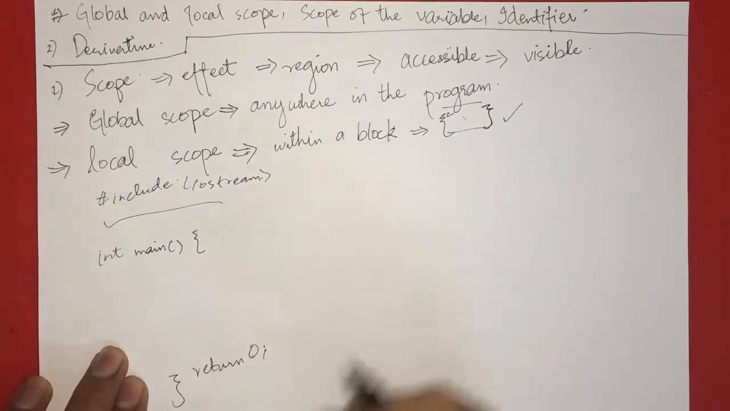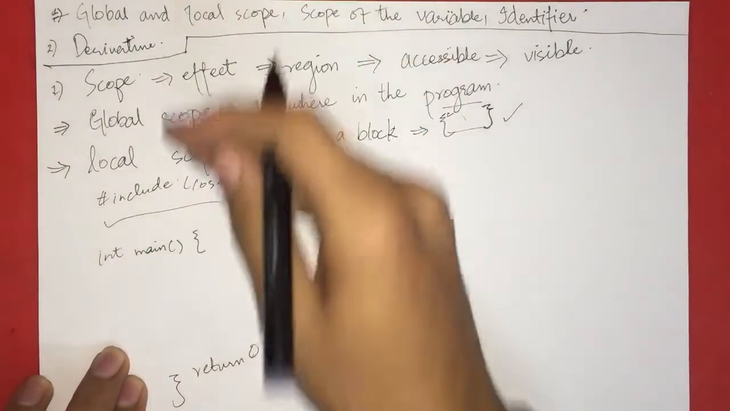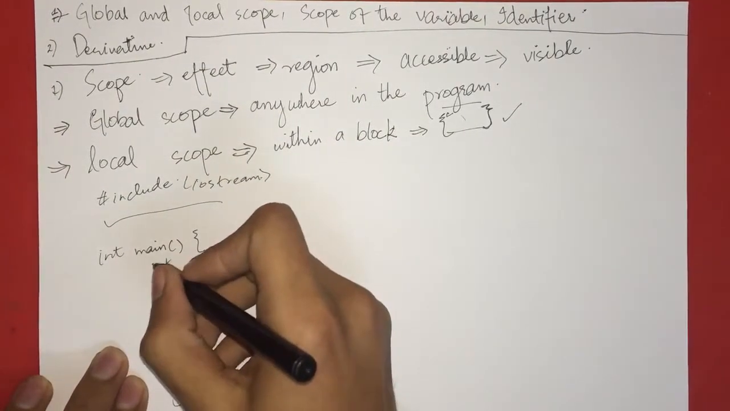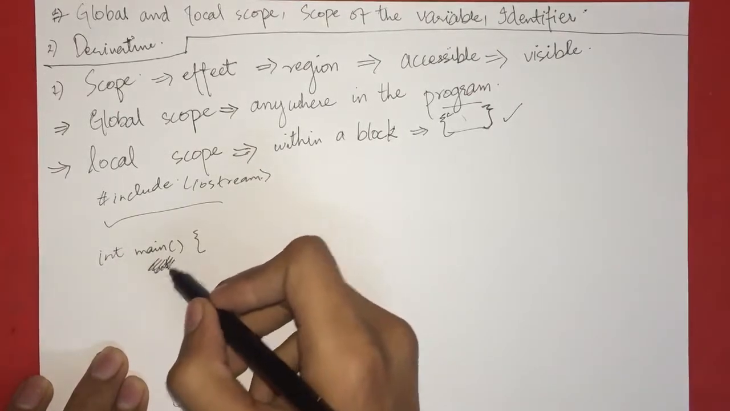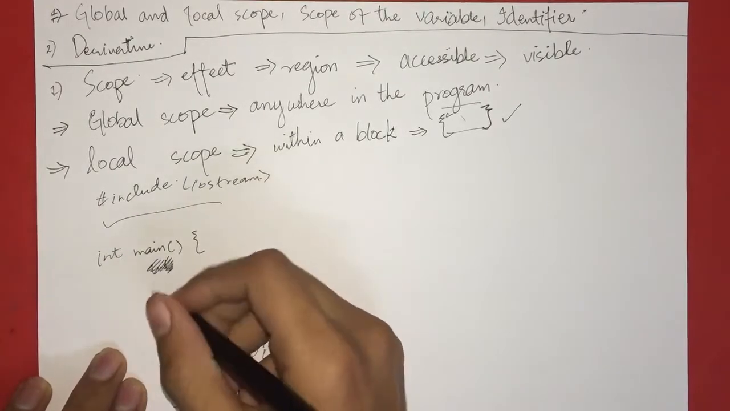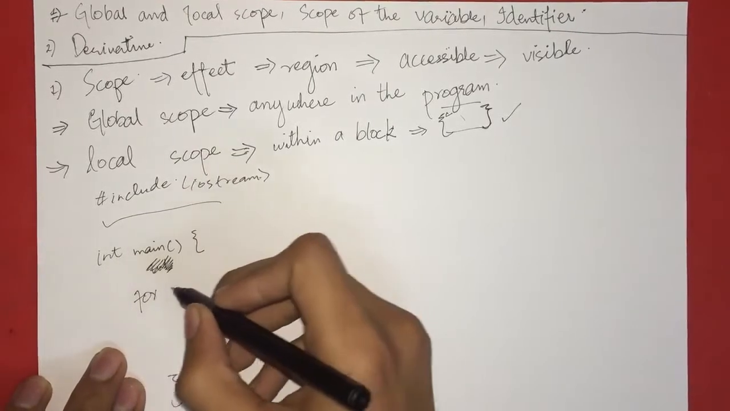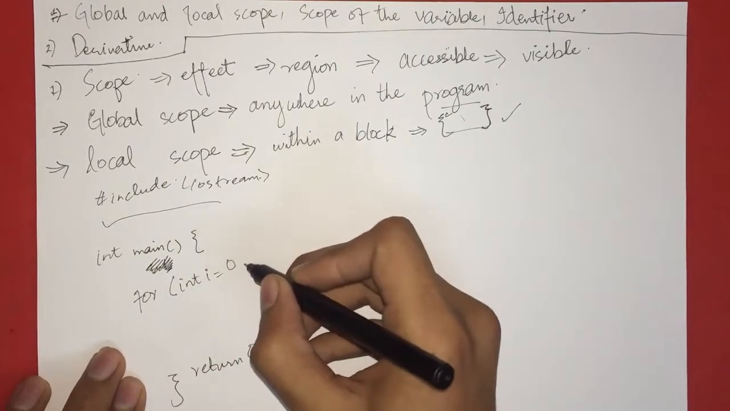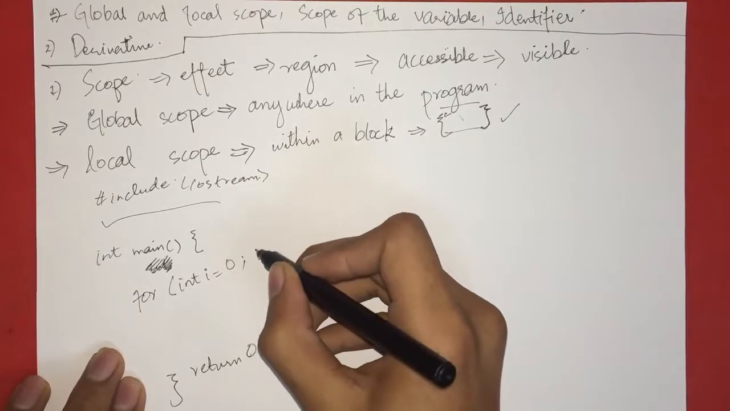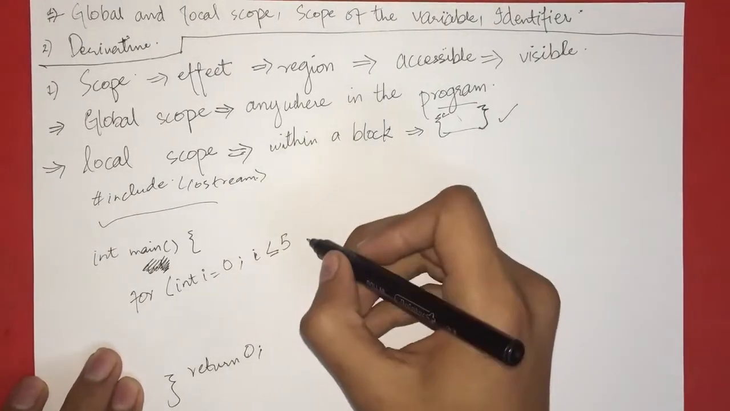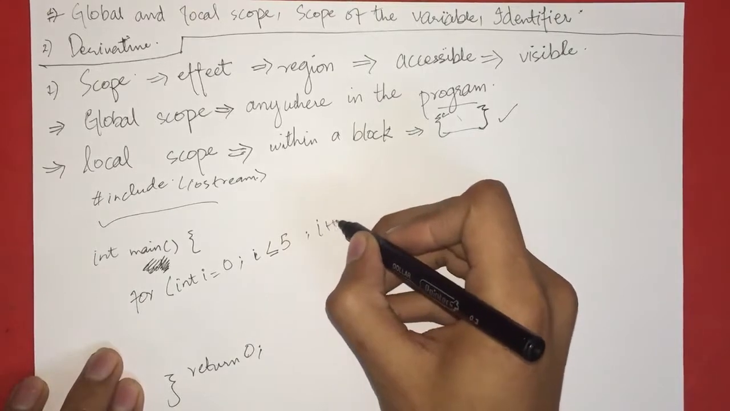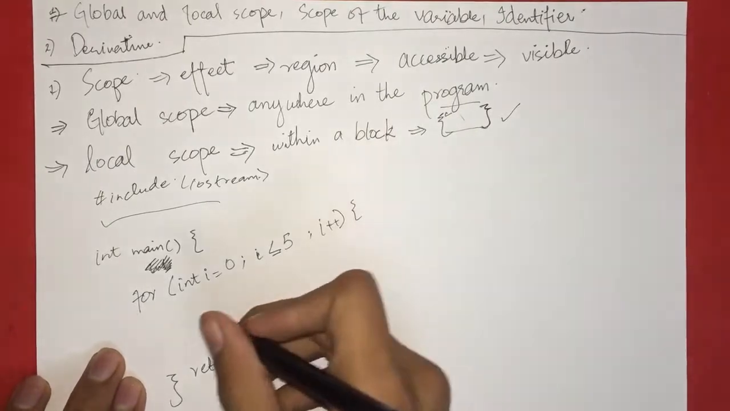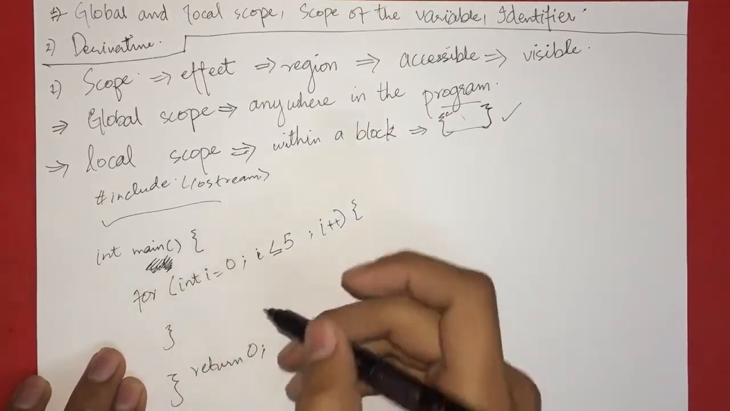Let me give you guys an example of what is a local scope and what is a global scope. I am just giving you an example. Here we initialize a for loop, and I declare int i inside the for loop, i equals 0, and semicolon, when i is less than or equal to 5, you have i plus plus. This is the example the teacher gave us today in the lecture.